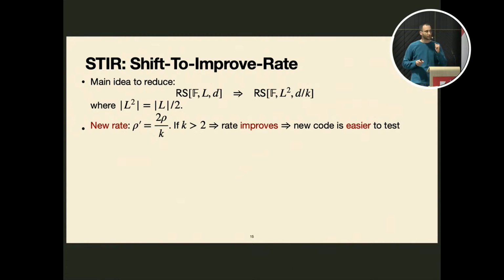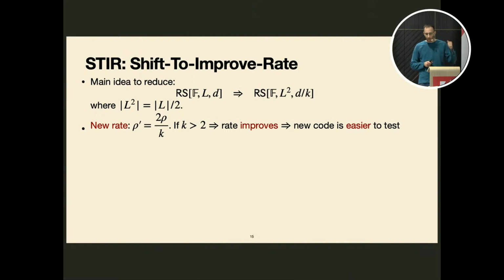So the new rate, rho prime, of this new code is going to be 2 rho over K. If K equals 2, then they just cancel out and we have the same rate. But if K is like 4 or 8, which is the setting used in practice, then we get something that I call the improved rate. It's improved only in the sense that we now need fewer queries for this rate.